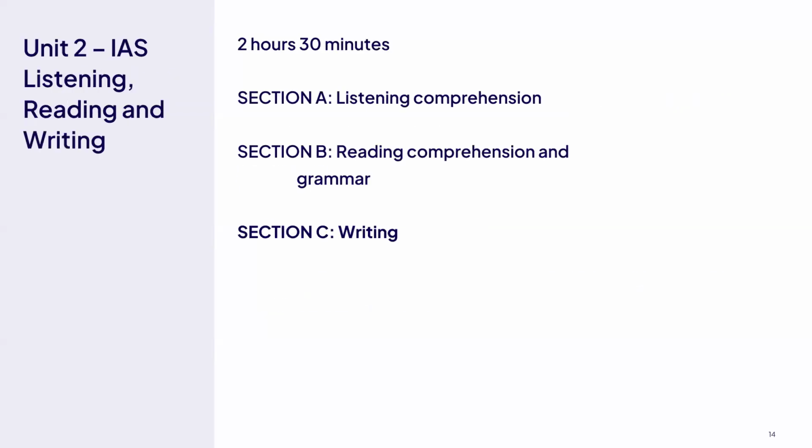Okay. And then international AS unit 2. It's listening, reading and writing. It's a listening, reading and writing paper. So section A is listening comprehension, and section B is reading comprehension and grammar, and section C is writing. And again, we can have a look at those things as we move through the presentation today. That is the format of the test.